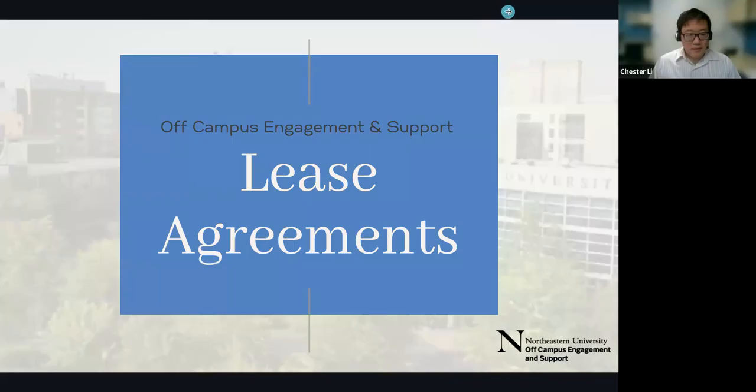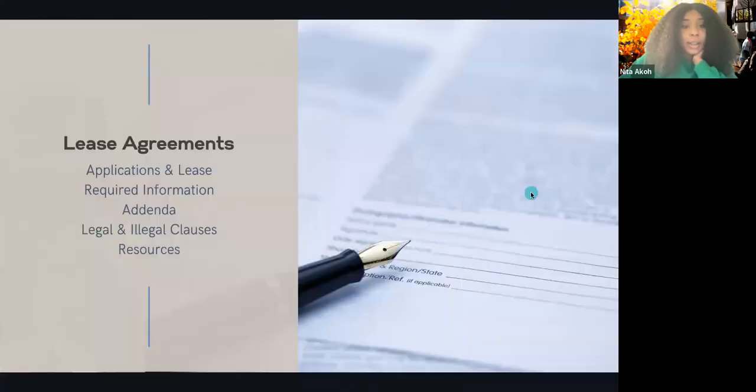And we're going to talk now about leases. Okay, so we're going to talk about your lease agreements, the applications and the lease, the required information, the addenda, the legal and illegal clauses, and also some of the resources that can help you with your leases.